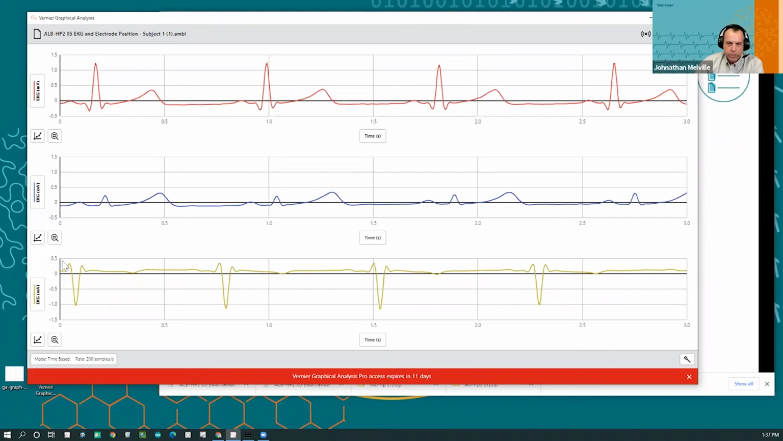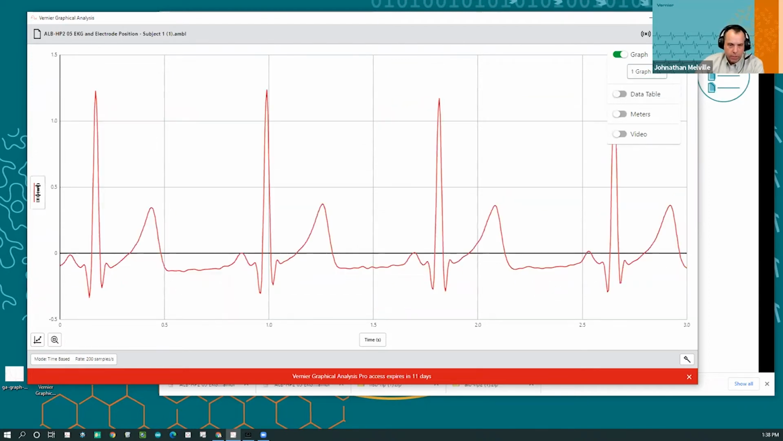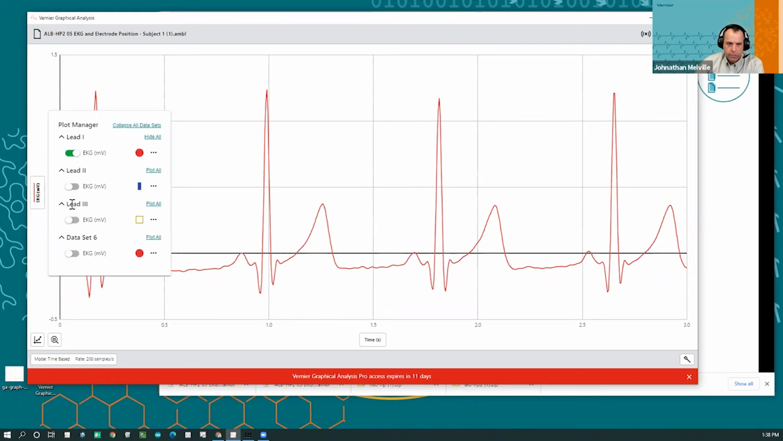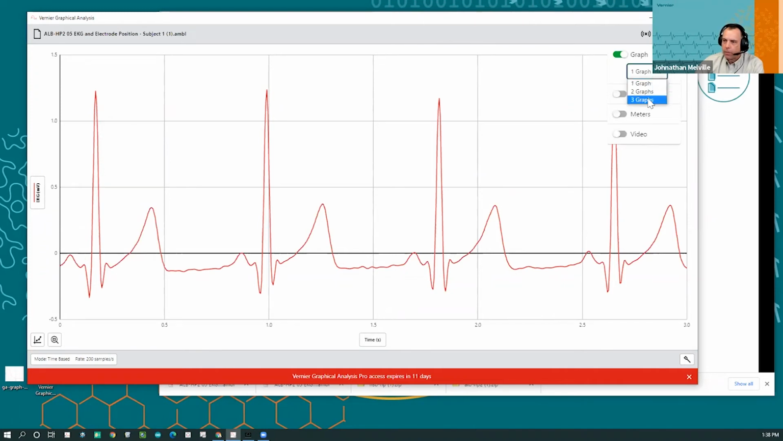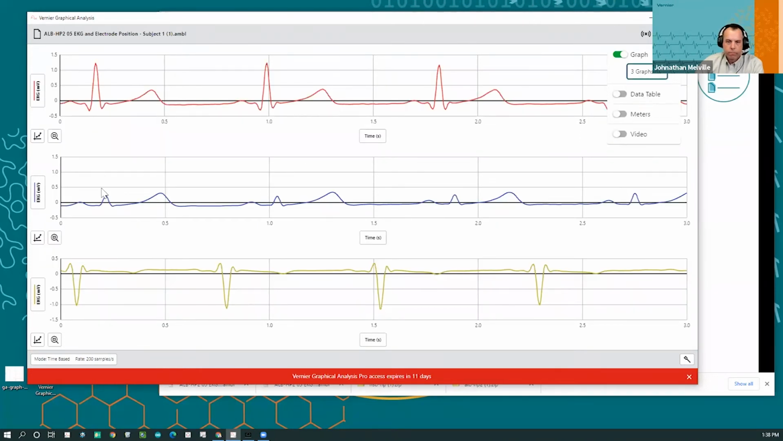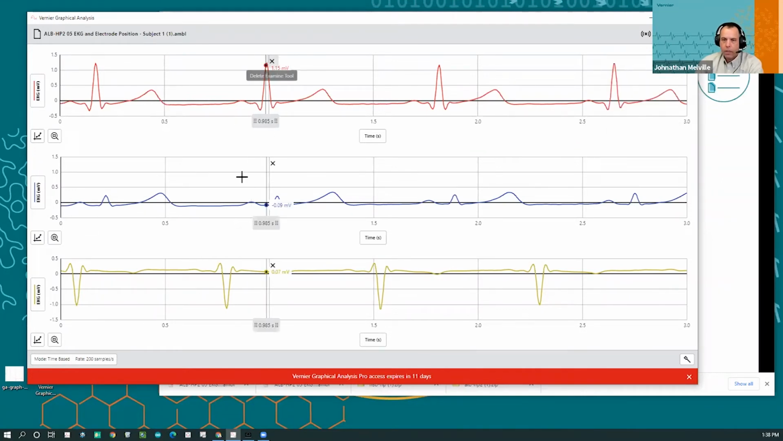If you wanted to actually see all 3 graphs, there's a great way to do that. You could tap on the top right-hand corner and select 3 graphs instead of 1 graph. So we were originally looking at 1 graph with lead 1, lead 2, and lead 3 turned on. Or you can go up here and say, look at 3 graphs, so you can look at them all at the same time. And you can still see that lead 1 is the most positive in my case, or has the biggest spike, or has the biggest R wave.